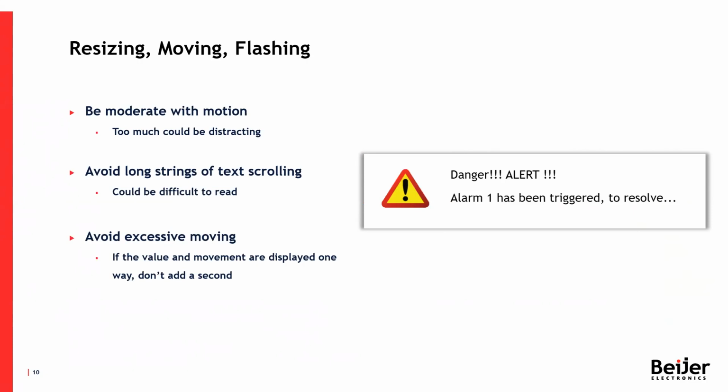So you can see there in the example where it says alarm 1 has been triggered to resolve, and then if that was scrolling text, you can have a list of instructions. What happens if somebody doesn't get to it till you're in instruction 4, step 4? They have to wait for it to come all the way back down to start over so they can see what the first step is. How critical is the alarm? That would cause a big problem, right?